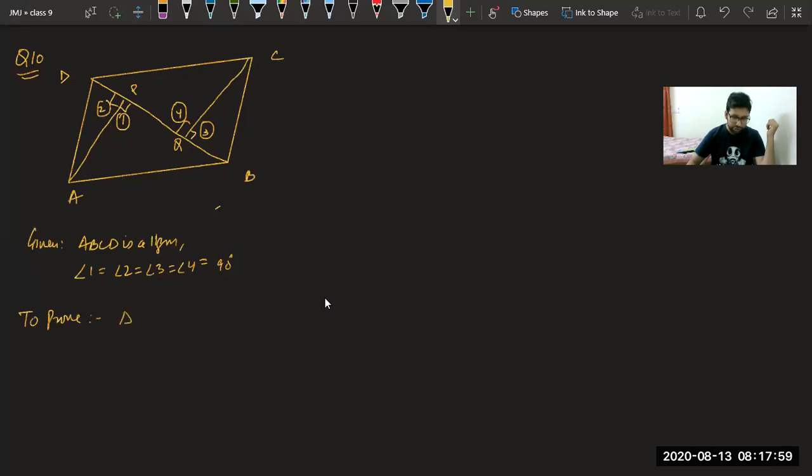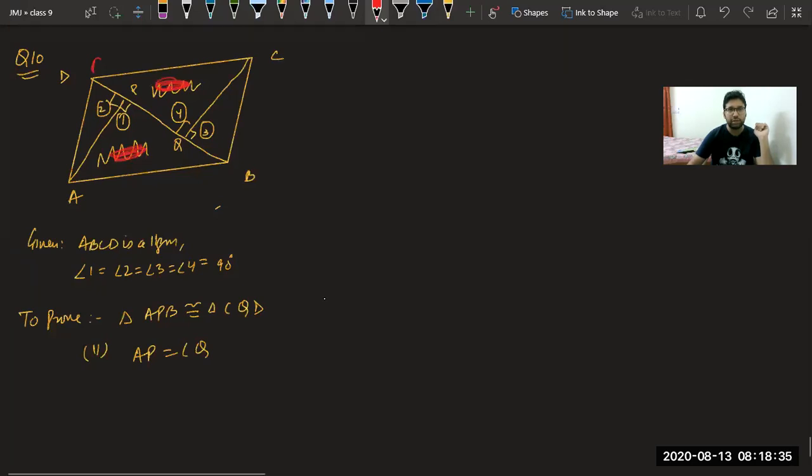Very easy question. Triangle APB congruent to triangle CQD. Please try. How can we prove? By RHS, Utkarsh. Okay, others please try. How can we prove these two triangles equal? This triangle APB and this triangle. We want to prove them congruent. Please see how you can do that. We have to concentrate on this triangle and this triangle.